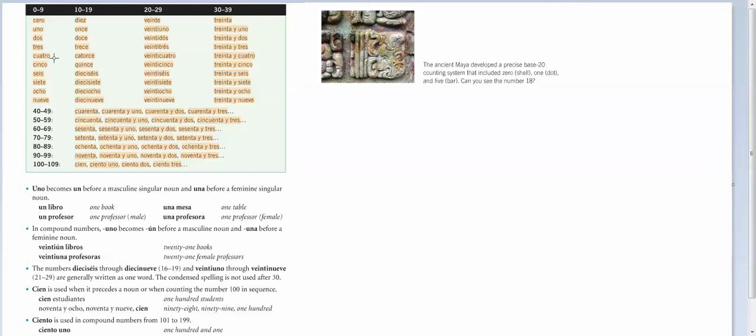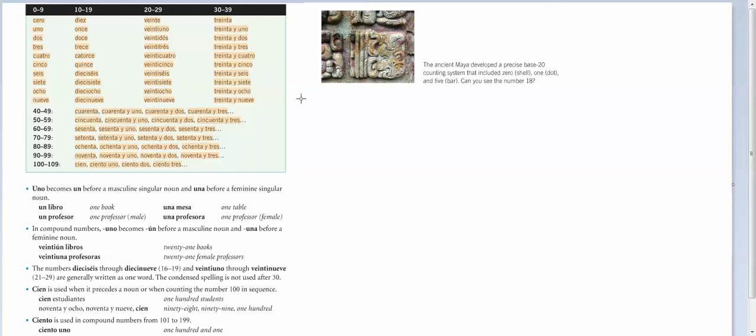3, cuatro, 4, cinco is 5, seis is 6, siete, 7, ocho, 8, nueve, 9. Then you go over here: 10, 11, 12, 13, 14, 15. And then starts our pattern.